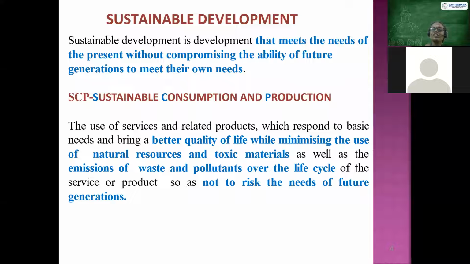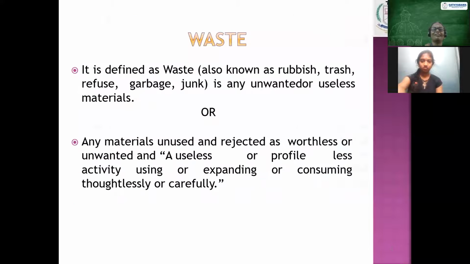And minimizing the use of natural resources. We happened to use these natural resources, and what happened now? Toxic materials have increased. So we have to reduce the use of natural resources and reduce these toxic materials, and then the emission of waste and pollutants over the life cycle. We should not put our future generation at risk. That is one important thing here.